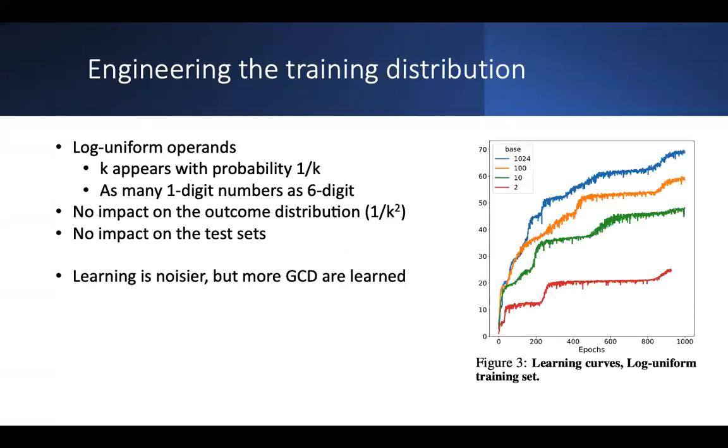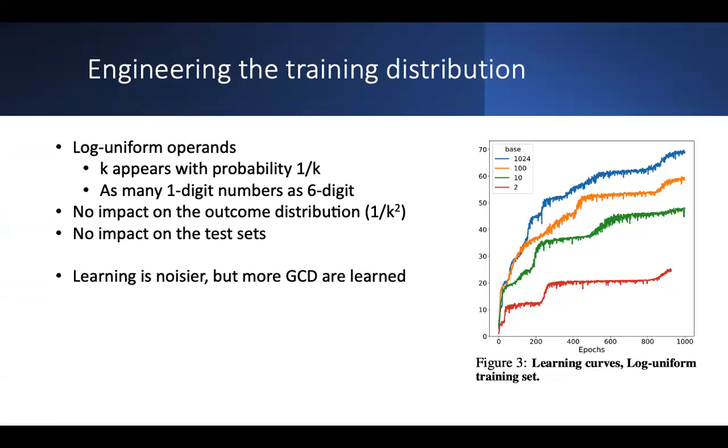But we could do something else. We could use log-uniform operands. Practically, you sample so that k appears with probability 1 over k. So you sample from a log distribution. Then you will have as many 1-digit numbers as 6-digit numbers. So you're telling the model, here are these easy examples, please memorize them. And the model is going to memorize these examples and learn the others. There's no big impact on the test set. The test set is always the same.